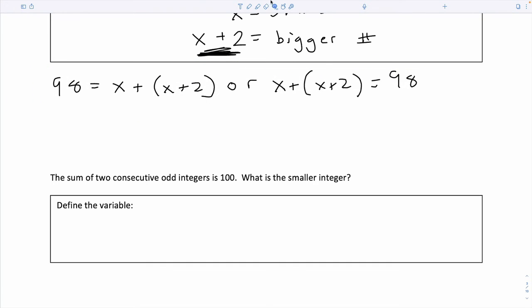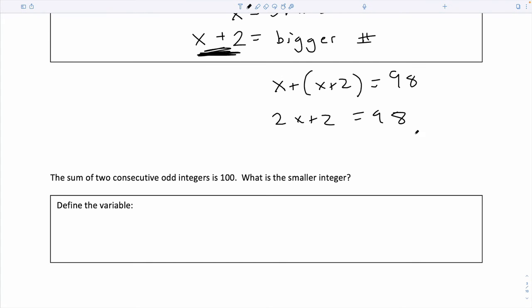Solve it. And I'm going to go with this one, Peyton. Is that okay? I'm going to go with the right. x plus x is 2x plus 2 equals 98. Next up, Jada, what would I do?